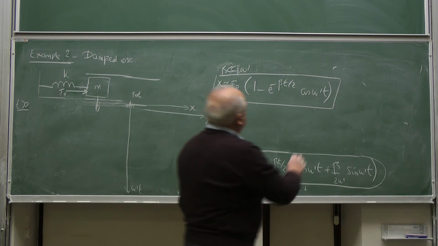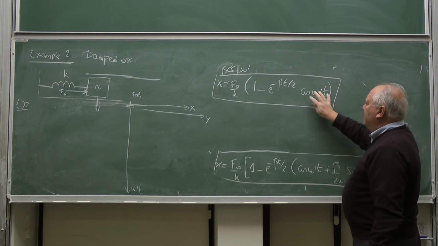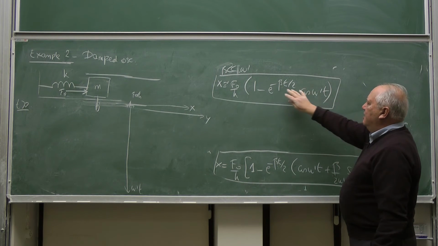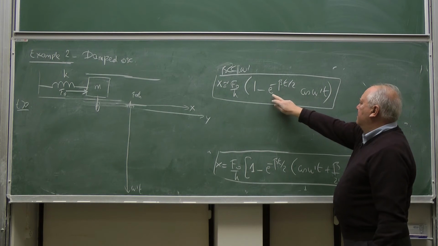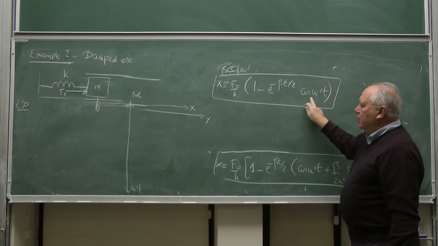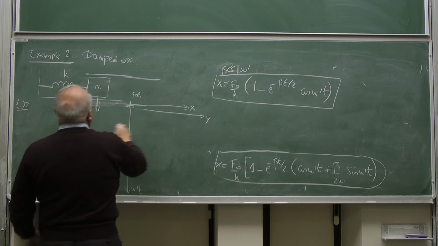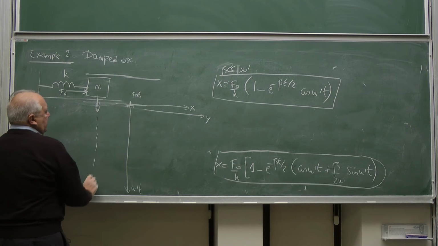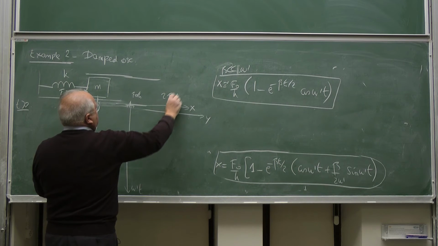Now, when omega prime t is pi, cosine omega prime t is minus 1. Let us assume the exponential factor is still like 1. 1 minus minus 1, that's 2. So 2 F0 over k, so it is here. Let me just drop a line here. This is 2 F0 over k.